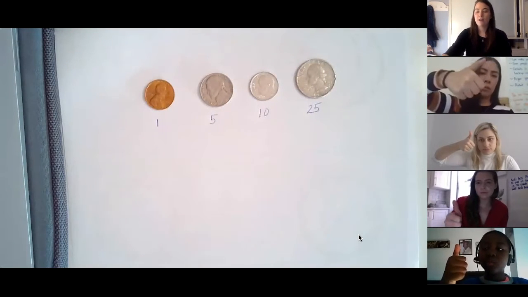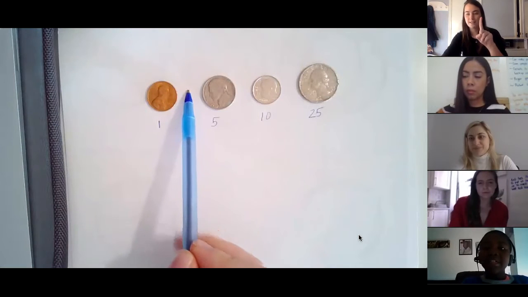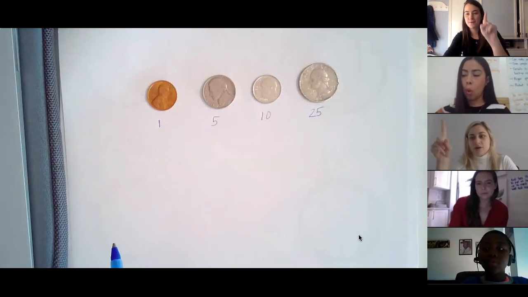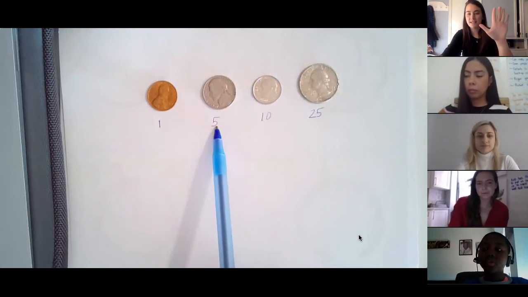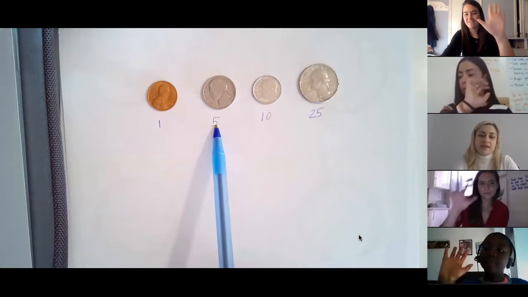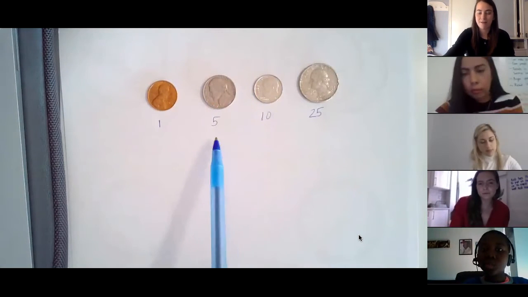Great job. All right, so we remember that from yesterday, this is a penny. A penny is worth 1 cent. Great job. This is a nickel. A nickel is worth 5 cents. Great job. So when we count nickels all together, we skip count by fives.